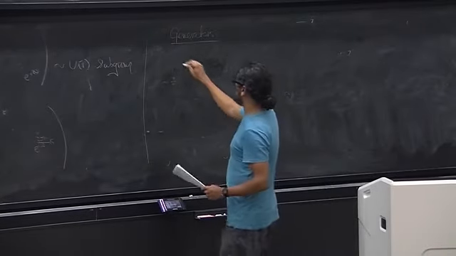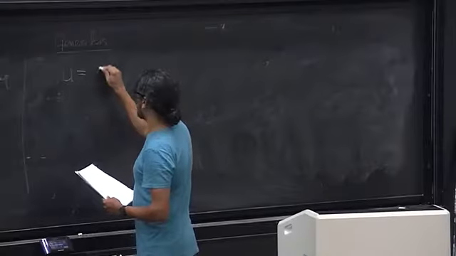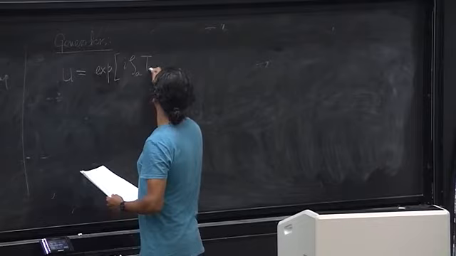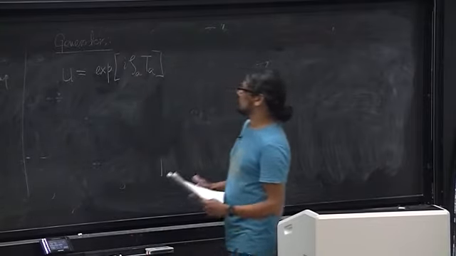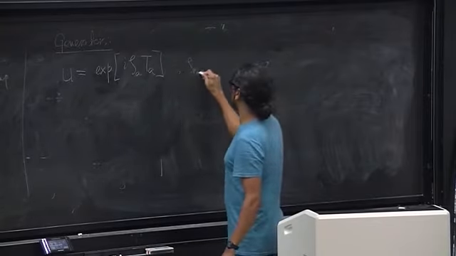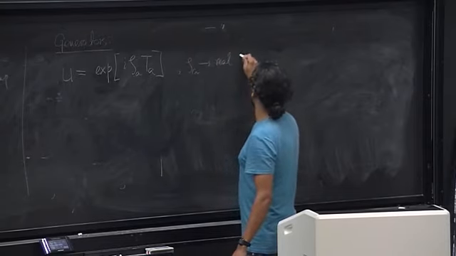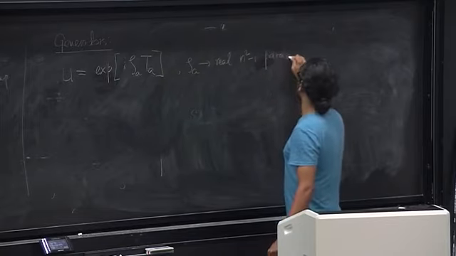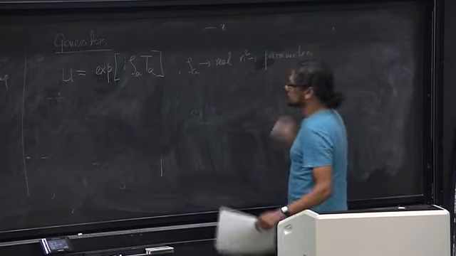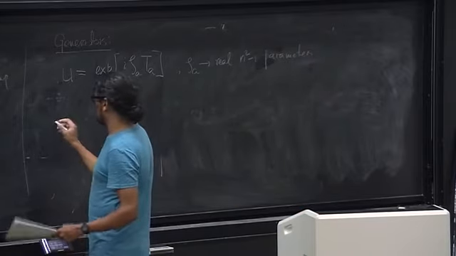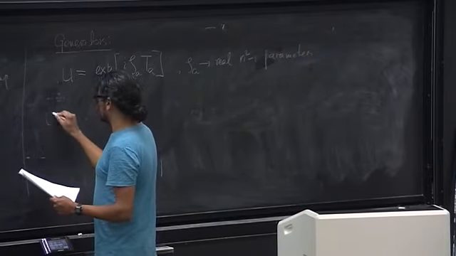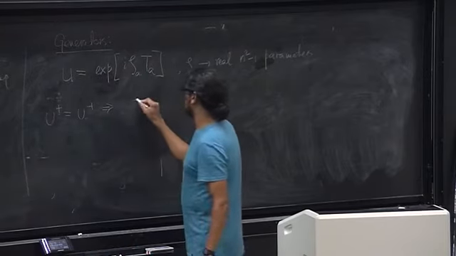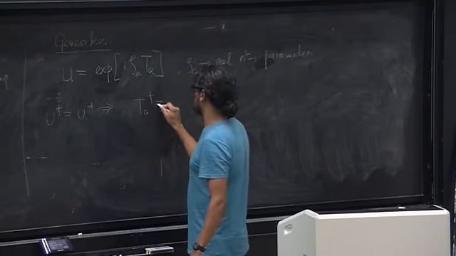If I write U in this way, where these are real n squared minus 1 parameters, then U dagger is U inverse. That tells me that these matrices have to be Hermitian.